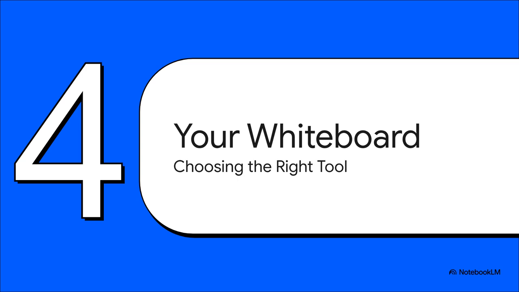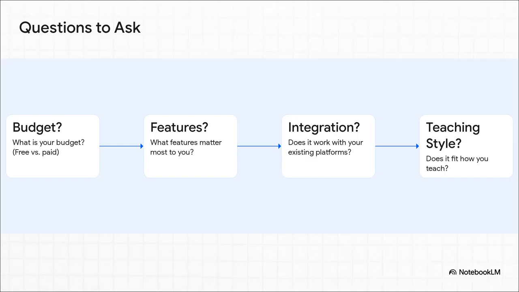So, with all these amazing possibilities, the last piece of the puzzle is picking the right tool for you. Because an online whiteboard is definitely not a one-size-fits-all kind of thing. It's got to fit your classroom and your style. And to figure that out, you just need to ask yourself a few simple questions. First, what's your budget? Second, what are your must-have features? Third, does it play nicely with the other tools you're already using? And, maybe most important of all, does it actually fit your teaching style? Your answers are going to point you in the right direction.